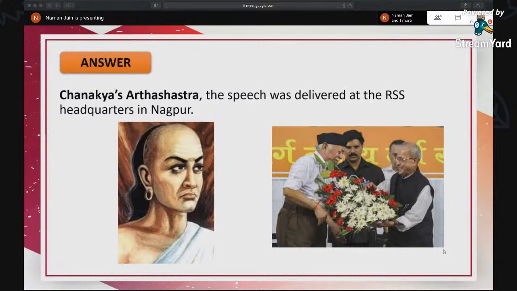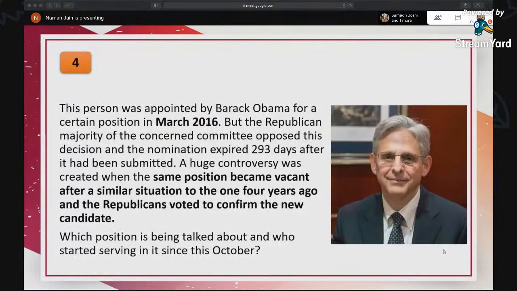Two parts. Which position is being talked about and who started serving in it since this October? So we need the position, not the exact position. Yeah, it's okay if you don't give the exact position. A general US Supreme Court judge, yeah, I will accept that. Abbas says Amy Barrett. Okay, Amy Coney Barrett.